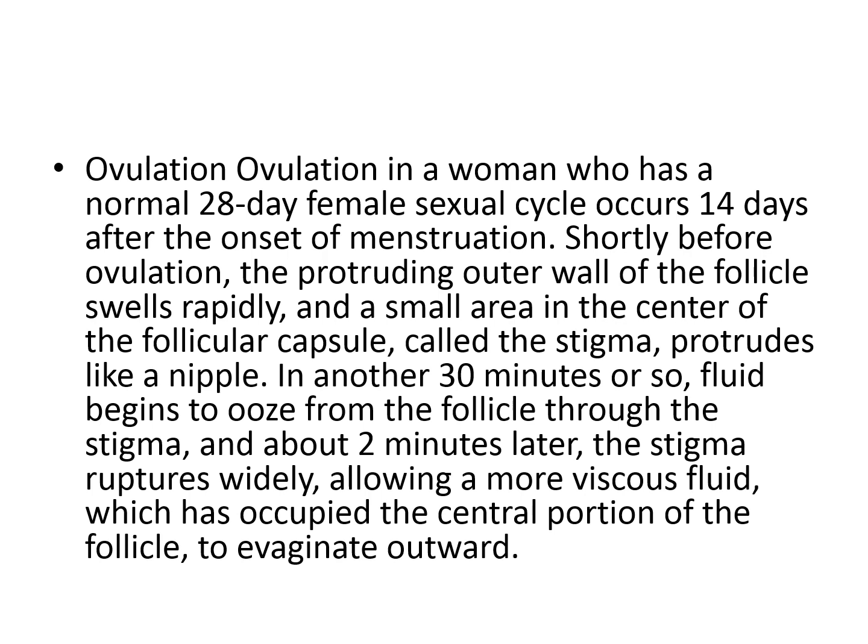Ovulation. Ovulation in a woman who has a normal 28-day female sexual cycle occurs at about the 14th day after the onset of menstruation. Shortly before ovulation, the protruding outer wall of the follicle swells rapidly and a small area in the center of the follicular capsule, called the stigma, protrudes like a nipple. In another 30 minutes or so, fluid begins to ooze from the follicle through the stigma, and about 2 minutes later, the stigma ruptures widely, allowing a more viscous fluid which has occupied the central portion of the follicle to evaginate outward.